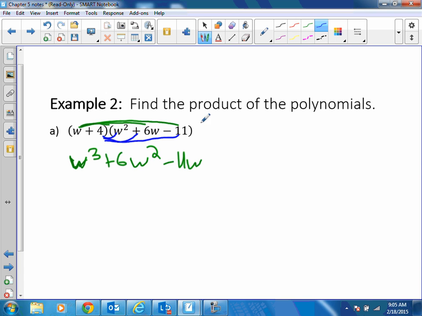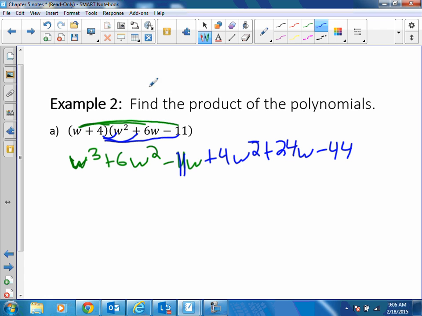Let me go back. That's fine. That's 11. So 4 times w is 4w squared. 4 times 6w is 24w. And 4 times negative 11 is negative 44.